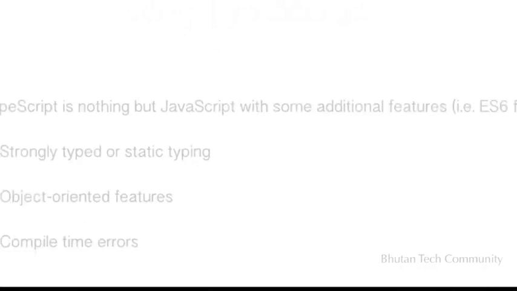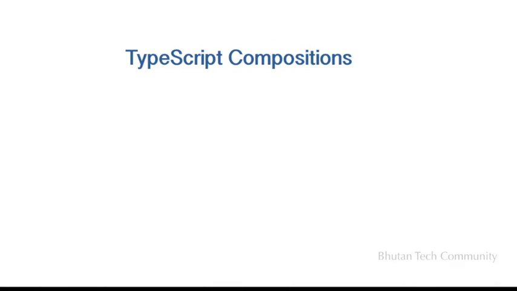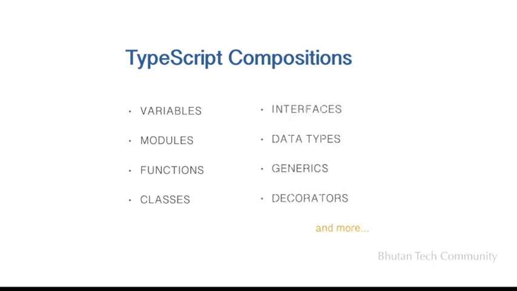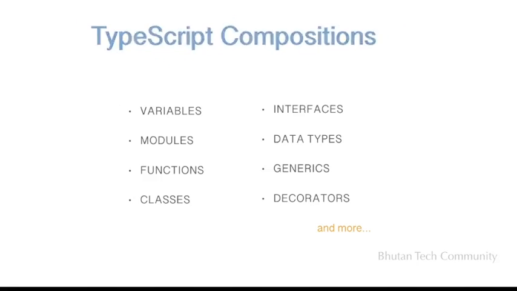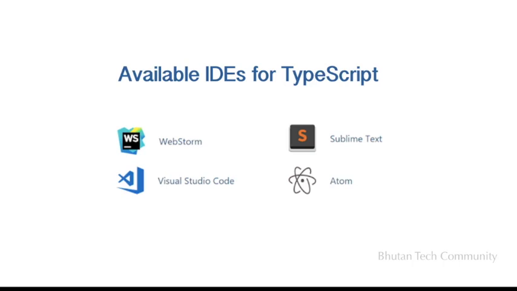All right, so next, TypeScript compositions. What is TypeScript composed of? TypeScript is composed of variables, modules, functions, classes, interfaces, data types, generics, decorators, and more. As I told you, TypeScript is a superset of JavaScript. In JavaScript you have variable declarations and those things, and on top of that you have more additional features in TypeScript. And these are the available IDEs for TypeScript.